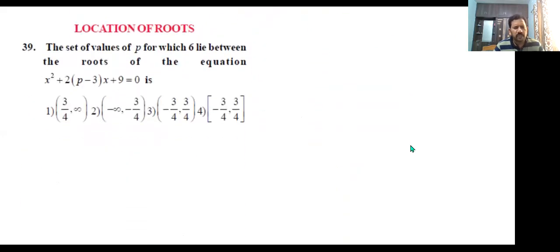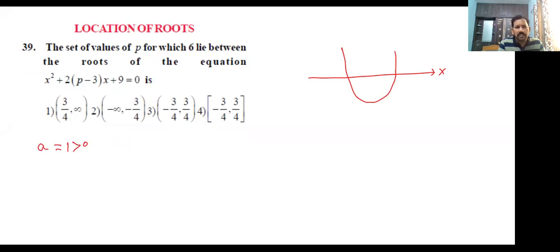See this problem, what is given. The set of values of P for which 6 lies between the roots. 6 lies between the roots. What is the A value here? A value is 1. It is greater than 0. Now the curve is like this. So this is the x-axis. Now here is the K value, that is 6. So this is f of 6.